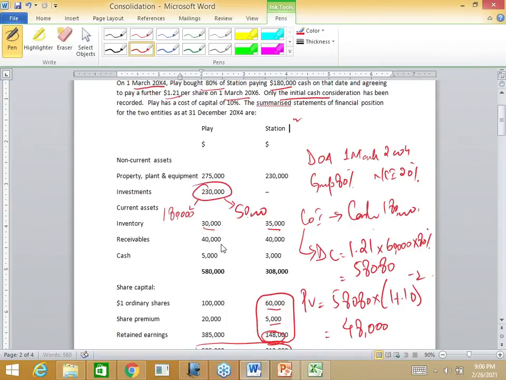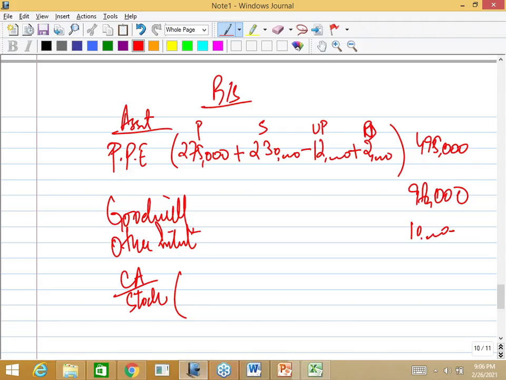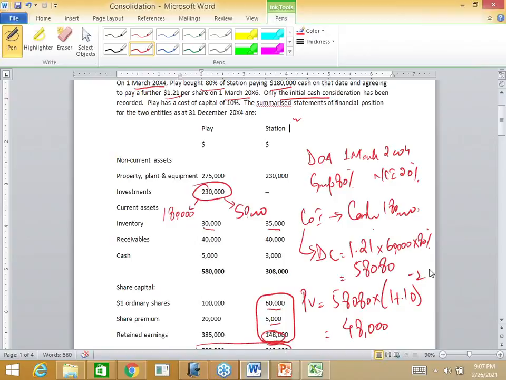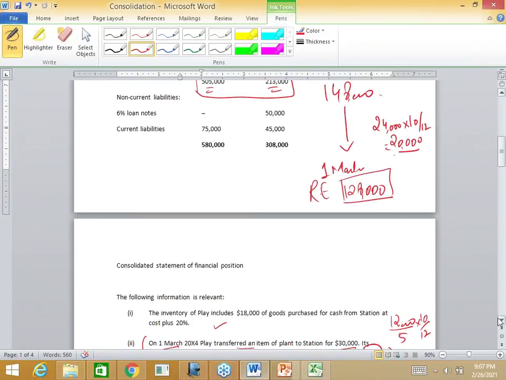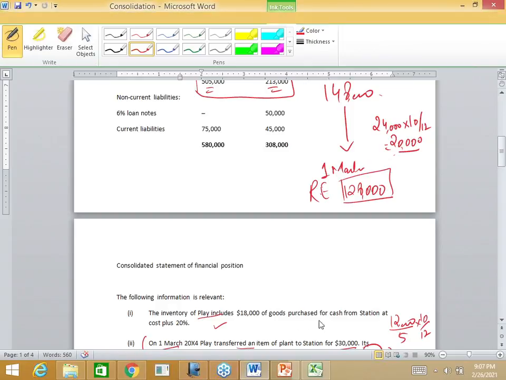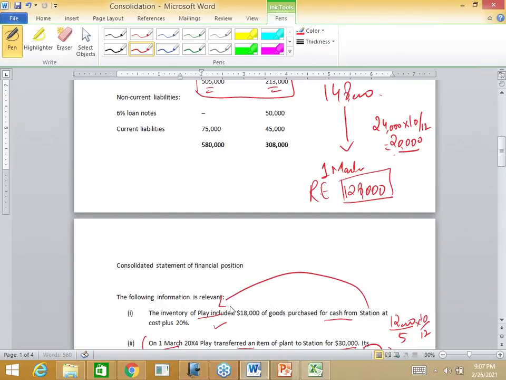Inventory figure in the parent and subsidiary company is 30 plus 35. We never apportion assets or liabilities, so you simply need to add these figures irrespective of the date of acquisition. Minus, you need to work on the unrealized profit. So there is note number 1. Inventory of the plain goods purchased for cash from the subsidiary, meaning the subsidiary company sold goods to the parent company.